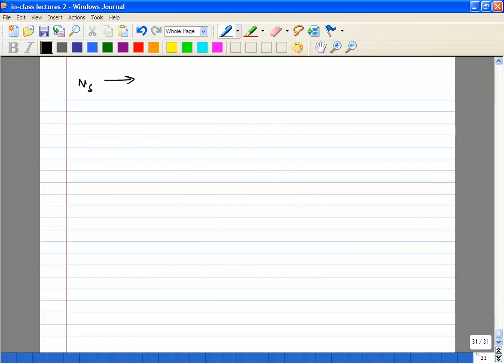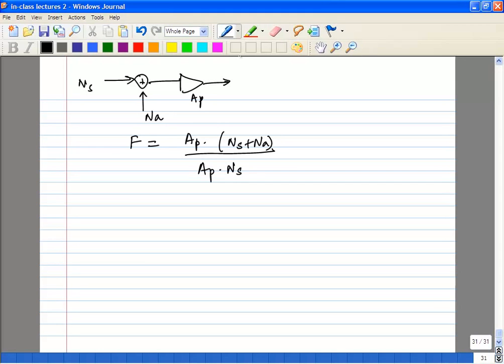Okay. So let's consider an amplifier of some available gain, AP. The input noise is NS and the added noise, the additive noise, is NA. Okay, what is the noise figure? It's AP times (NS plus NA) over AP times NS. That's pretty straightforward. This is 1 plus NA over NS. NA is the input referred noise of the amplifier which is added to the system, NS is the noise of the source, and AP is the available power gain.